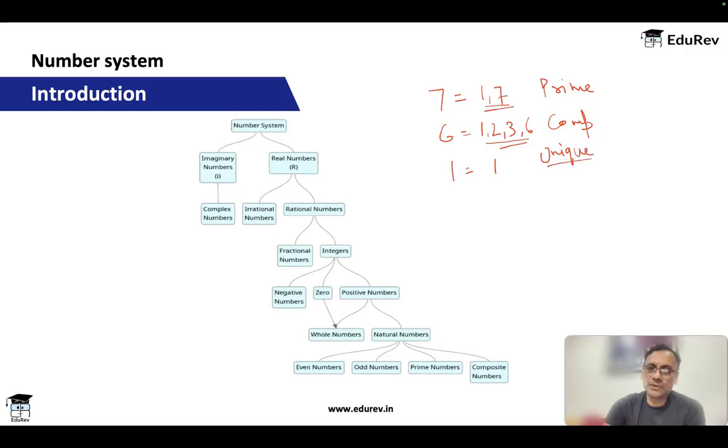1 is a unique number. It is neither prime nor composite. The only even prime number is 2. All other prime numbers are odd. From 1 to 100, there are 25 prime numbers. From 1 to 50, there are 15 prime numbers.